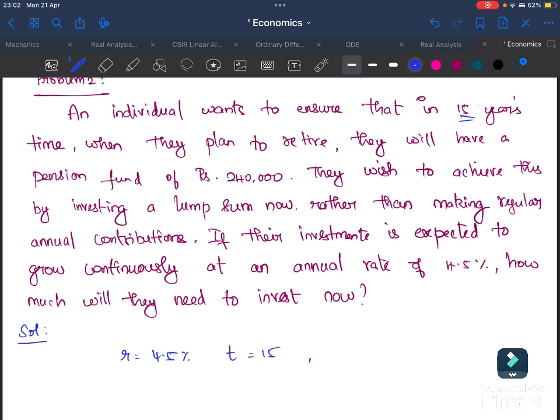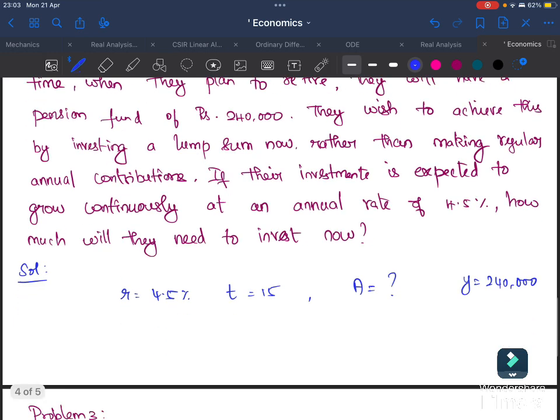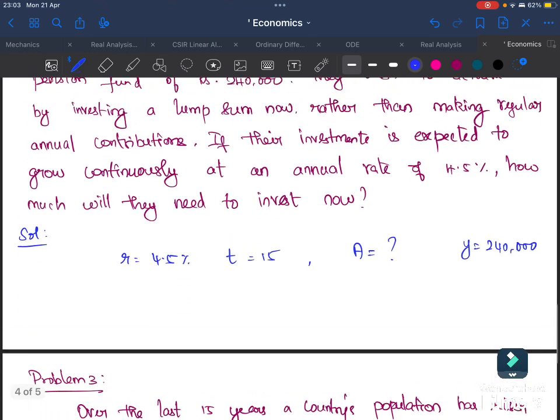Again I told you that Y comes in the timeline. In the timeline, Y comes after. Okay, Y comes second, the last. So 2,40,000 will be after 15 years, at the end. So that is Y. Now A always comes at the starting. Okay, so how much do they have to invest now? So it is of type 2.